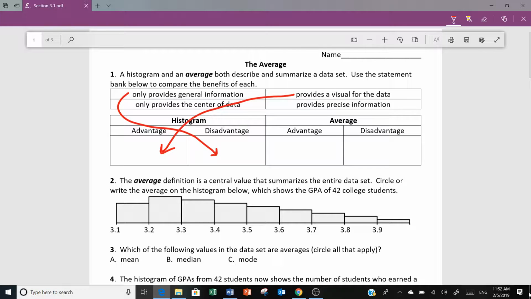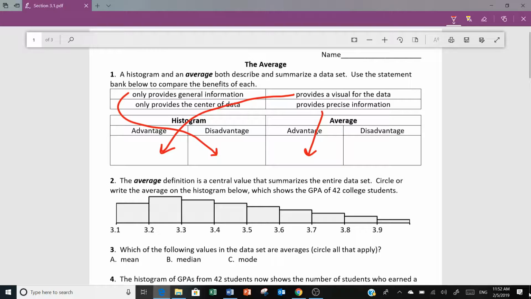Okay, what was the advantage of an average? We have 2 left. What's the advantage of an average? Is it only provides the center or is it provides precise information? Good. You're going to calculate an average. It's going to spit out a number. That's very precise. It's not general, it's very precise, and you get that exact number that gets spit out. So, therefore, we put that one over here.